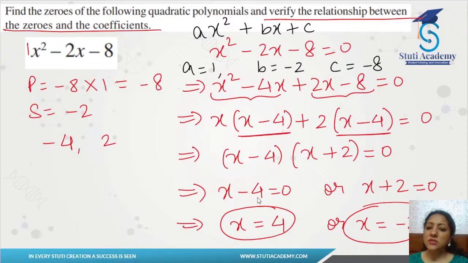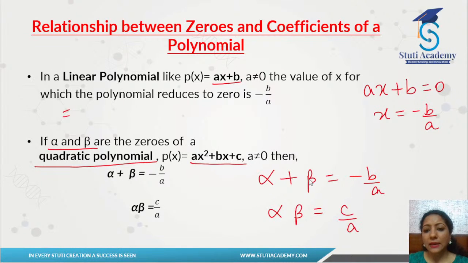Now, either x minus 4 is 0 or x plus 2 equal to 0. Because if the product of two numbers is 0, either both of them are 0 or any one of them is 0. So, from here, we can say either x is 4 or x is negative 2. Now, x is 4 and x is negative 2, these are two zeros of the polynomial. Now, these two zeros of the polynomial, we need to check whether when they add, they are giving us minus b by a, and when we multiply them, they're giving us c by a.